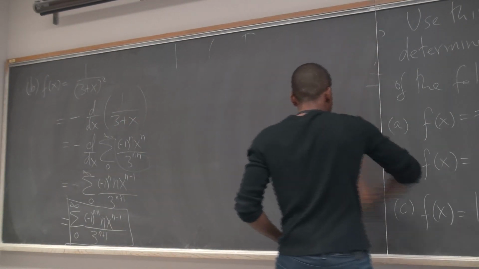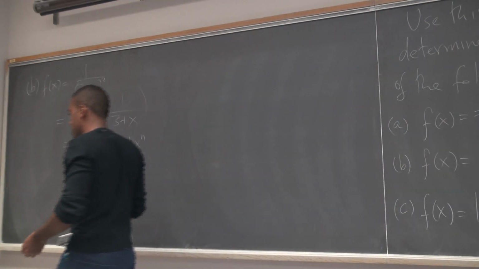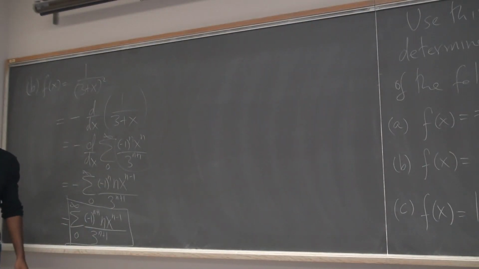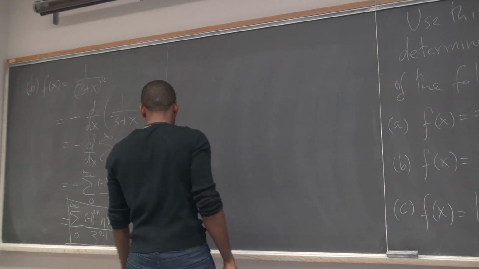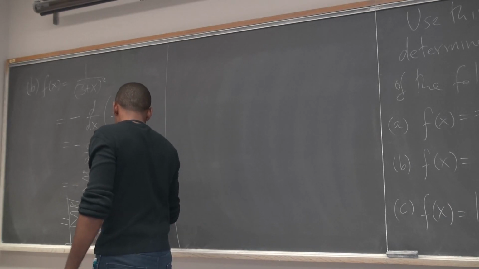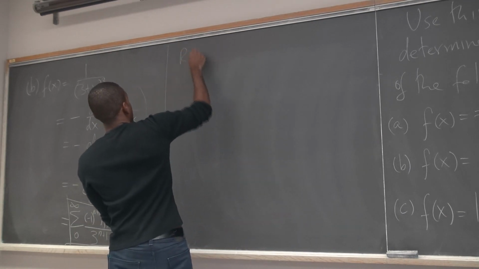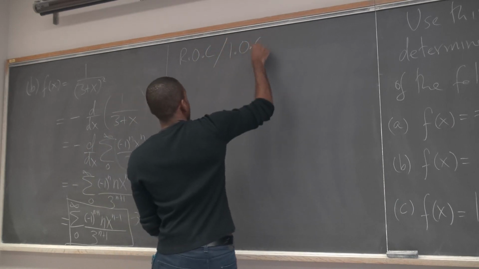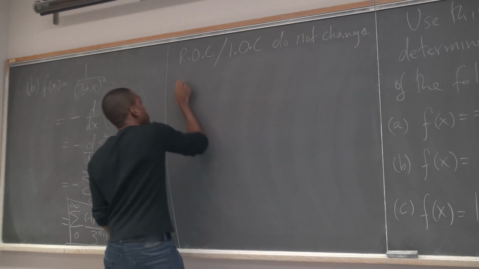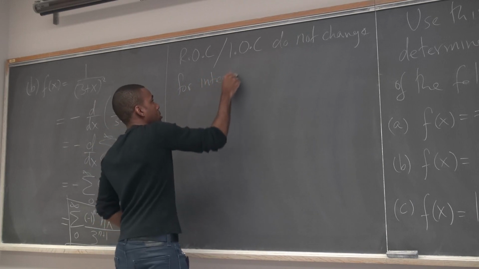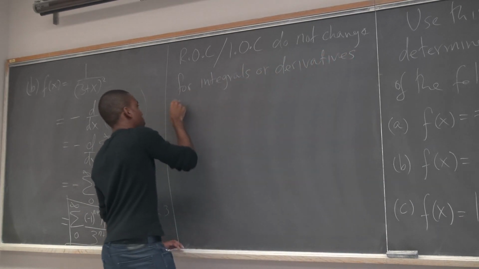So that's a power series for that new function. If I realize that I know the power series of one function, I can find the power series of its derivative or its integral, because it's just like doing it for a polynomial. And again, the interval of convergence will not change. This will still work for x between 3 and minus 3. So the radius and interval of convergence do not change for integrals or derivatives of power series.